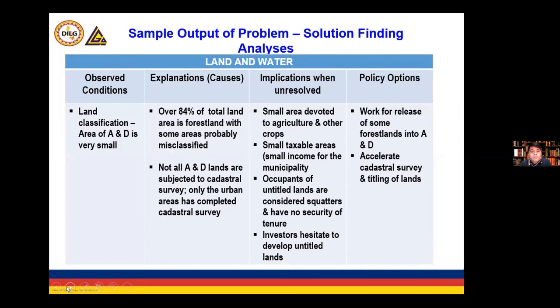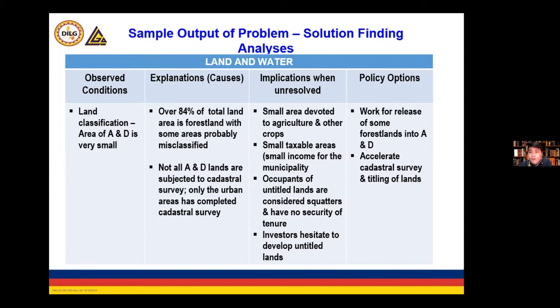So, example pa. Okay, land classification, area of A and D is very small. A and D is agricultural and development area ba? A and D? Ancestral domain? Sa mga MPDC natin, what is A and D? Ancestral domain ba or, I forgot the, alienable and disposable. Alienable and disposable. Tama. Thank you. Sino sumagot? Si Miriam Arsaga from LGU El Nido. Parang El Nido lang ang naano ko. Nasaan yung ibang LGUs? Okay. So, alienable and disposable.